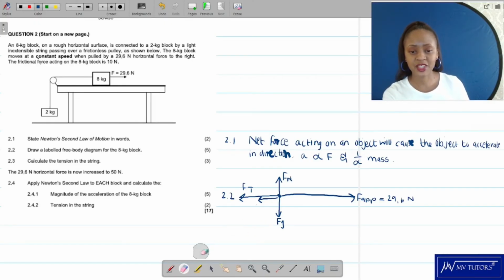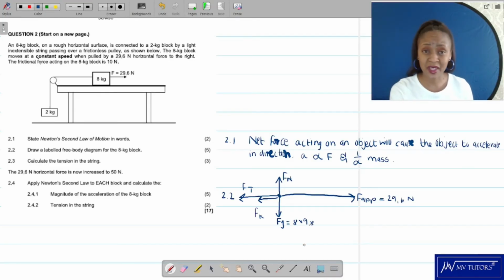I actually prefer using Fk because I'm showing that it's moving. If it were static, I would use Fs. So Fk will do. And if you wanted to put the values there, obviously that would be 8 times 9.8. But they didn't ask for values. They just said draw a labeled free body diagram, and it's 5 marks. So you want to make sure you scoop all those marks.